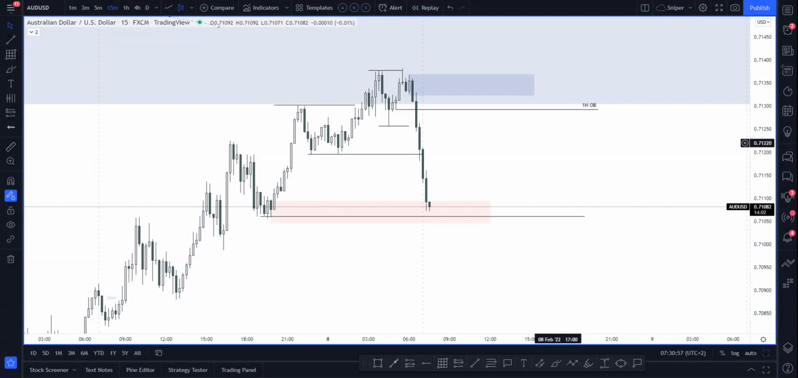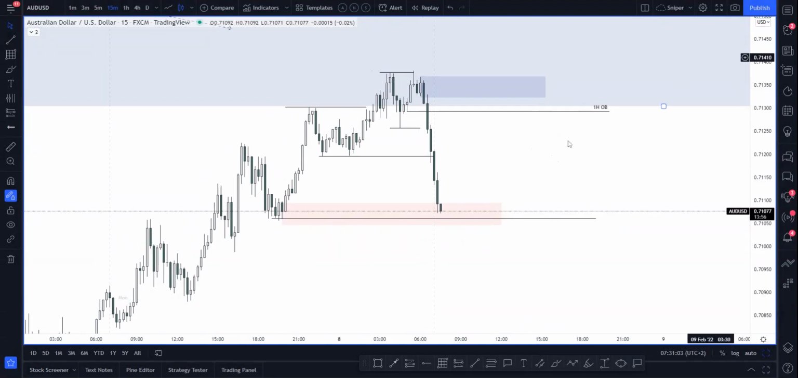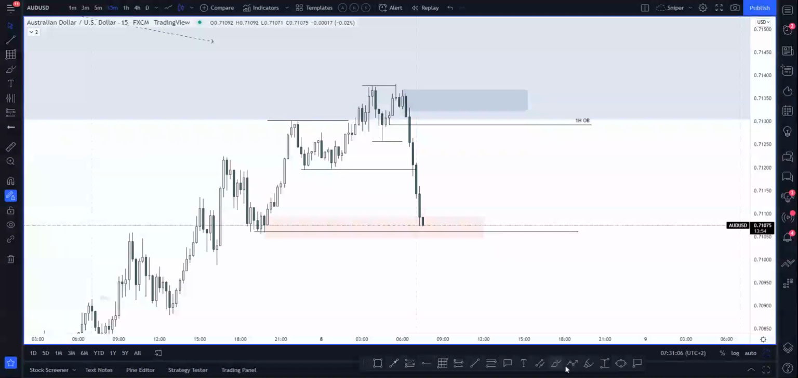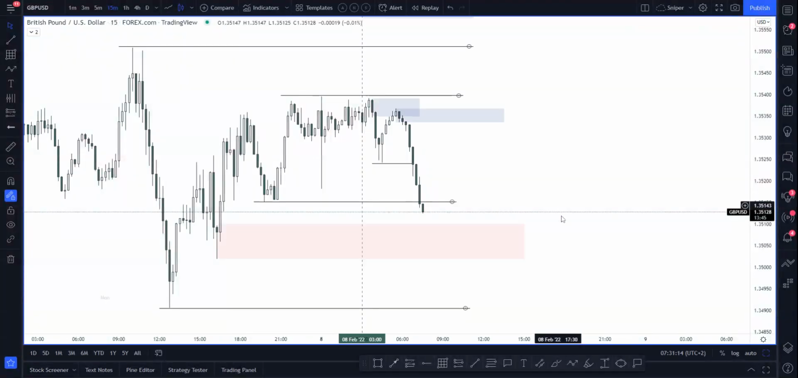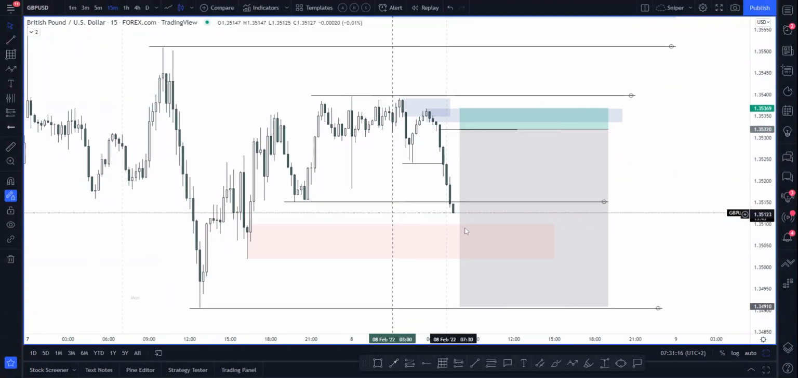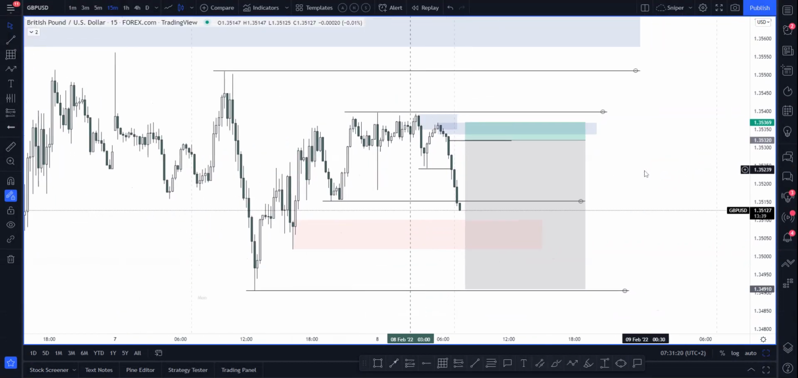So I'm going to keep it on GU and Aussie dollar. I don't want to make this video too long. And yeah, that's going to be it for today. So Aussie dollar, this is what I'm looking at. And then GU, this is what I'm looking at. So let's see if this does happen or not.